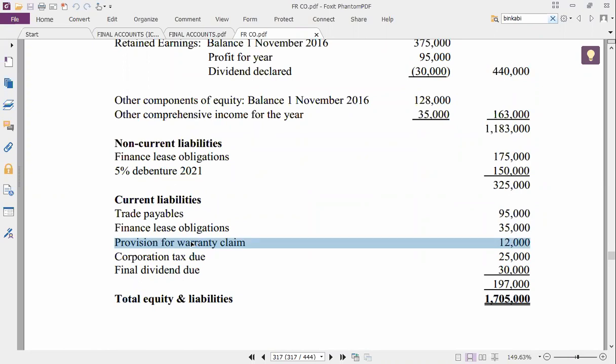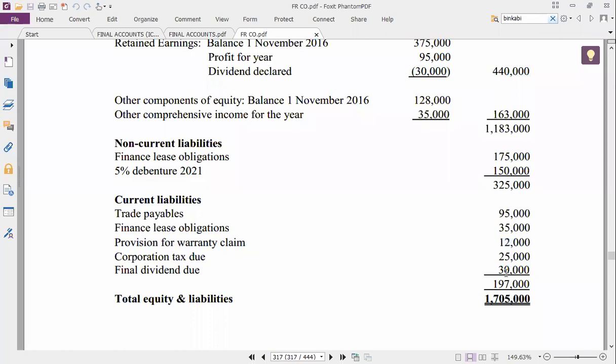The opening balance is 12 million. This is 12,000, but we should be 3 zeros there. So that means it has increased by 2 million, and that 2 million should hit the P&L. So this provision should be worth 14,000. They should be 14,000. And don't forget to subtract the 3,000. Again, some of these figures did not change.